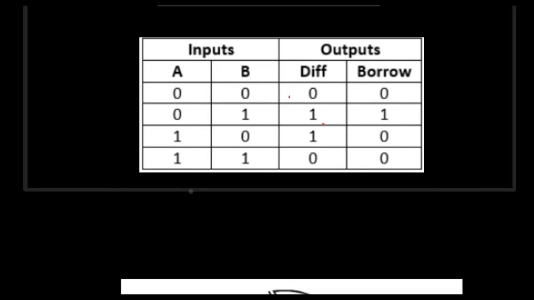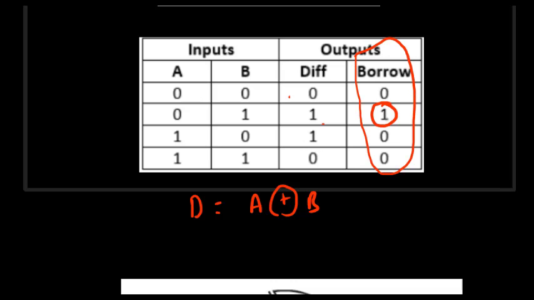So for difference D, we require A XOR B, so we require an XOR gate. Now regarding borrow, we only have 1 at this input combination, which is 0 1. So the equation for borrow would be, for A we have 0 and B we have 1, so A bar and B. So these are the two equations of the circuit.